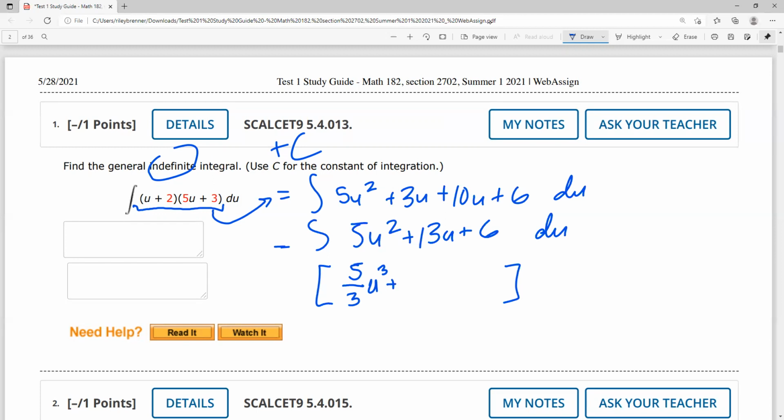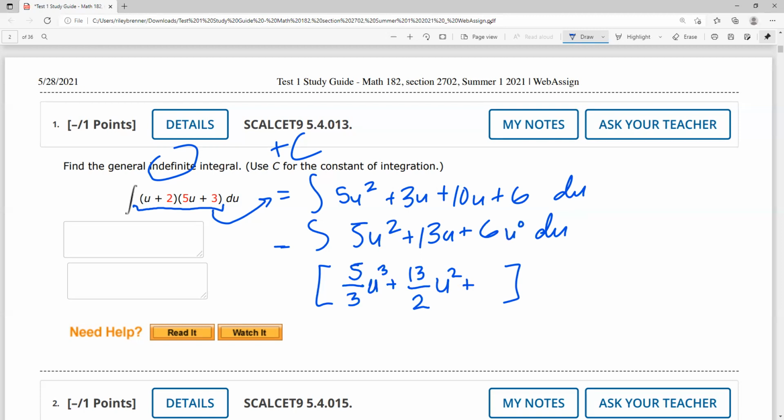So doing the same process over here, we'll write 13 there because it's going to be there. We had u to the 1 originally. We increment the exponent, so that'll be u squared, and we have to write that new power in the denominator, right? And lastly, same process. If we have a constant, that's technically u to the 0.